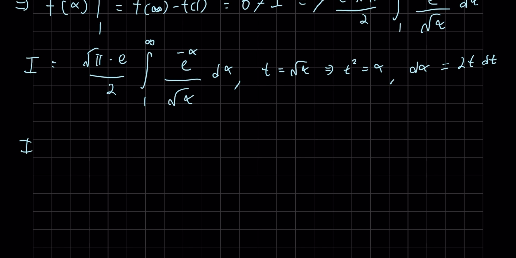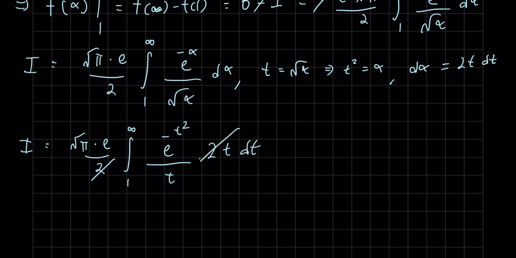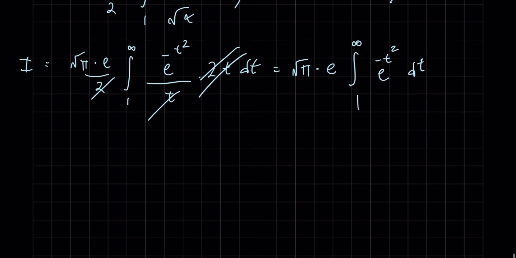So we're going to have the integral is square root of pi times e over 2, and then the integral from 1 to infinity e to the negative t squared over t, d alpha is 2t dt. These 2's end up canceling, and these t's end up canceling. And we're left with square root of pi times e, and then the integral from 1 to infinity e to the negative t squared dt.